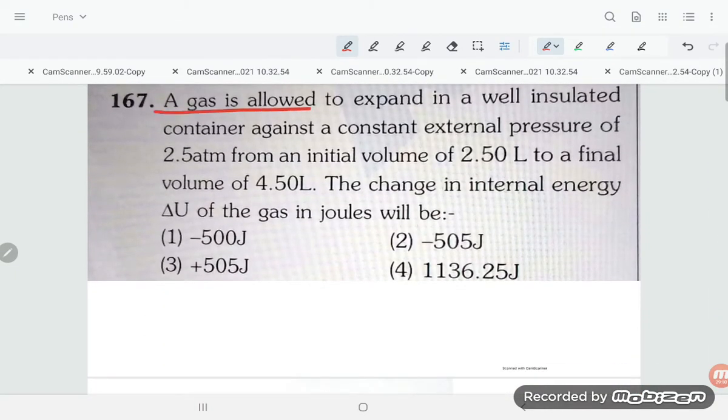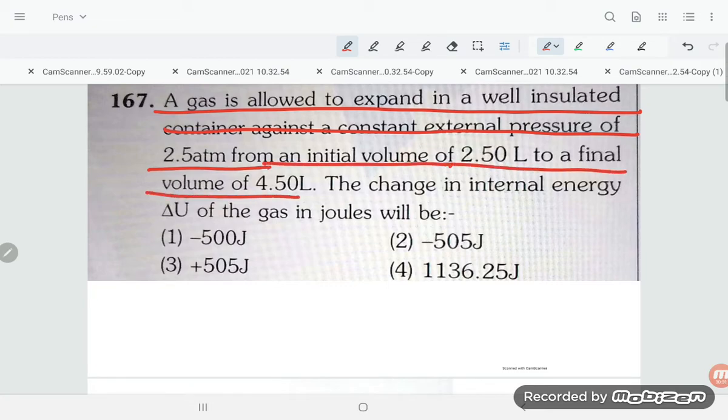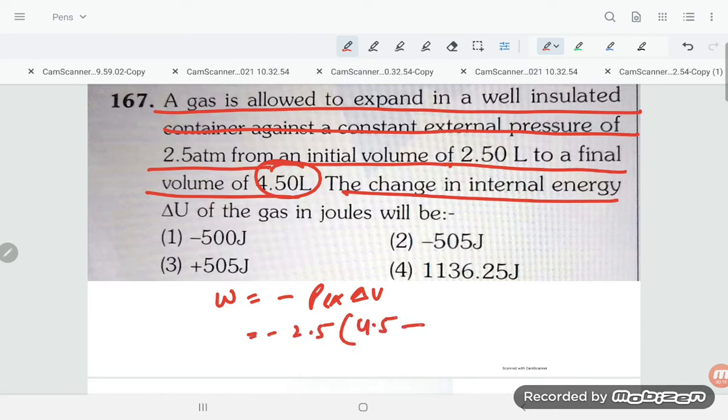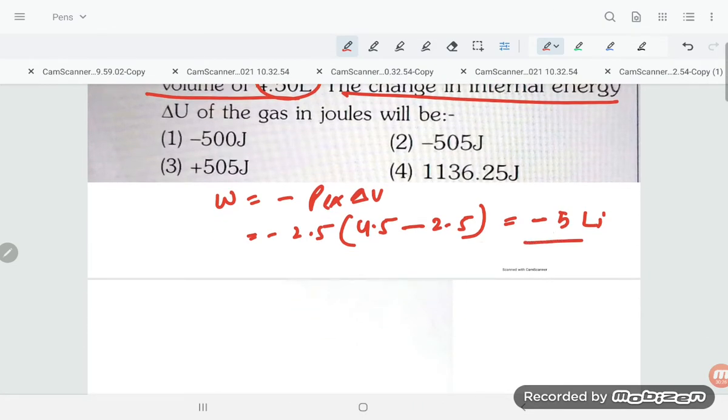Next, a gas is allowed to expand in a well insulated container against the constant external pressure of 2.5 atm from an initial volume 2.50 liter, final volume 4.50, the change in internal energy. So you solve: W is equal to minus P external delta V. So here is minus 2.5 into 4.5 minus 2.5. So it is coming to be how much, student? Minus 5 liter.